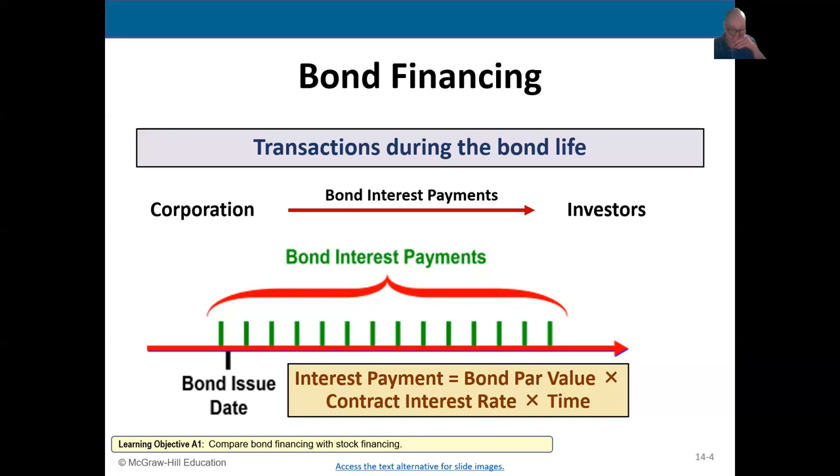So in other words, the investor buys the bond from the corporation. The investor receives interest payments over time. And then at the end of the bond, they receive the face value. That's how it works. So how are the bond interest payments calculated? Each interest payment is based off of the face value, par value, times the interest rate, times time. Again, very similar to short-term loan.